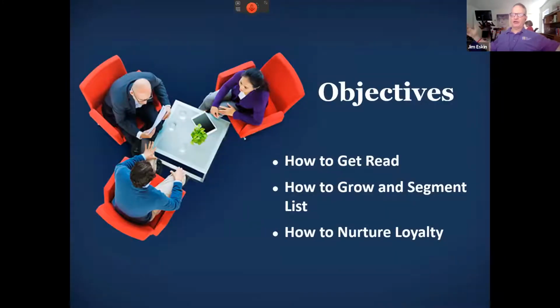We have three objectives today. We like to think of the nonprofit professionals and volunteers and board members as our learning community. We want to help you learn how to get your email read. We want to teach you how you can grow and segment your list. And finally, the bottom line is how you can nurture loyalty.